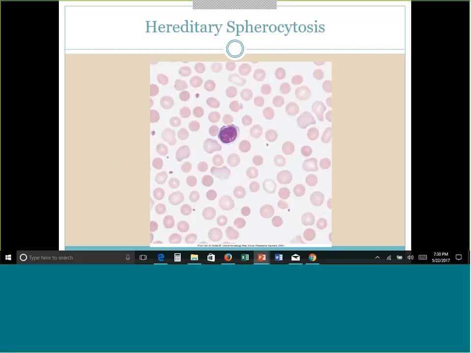All right, so here's what a smear would look like with spherocytes. As you look around, you can see a lot of those cells have no central pallor. They're smaller in size. Compare them to that lymphocyte nucleus that is showing there. You can see most of them are smaller than that and have no central pallor. That's a key sign of spherocytes.